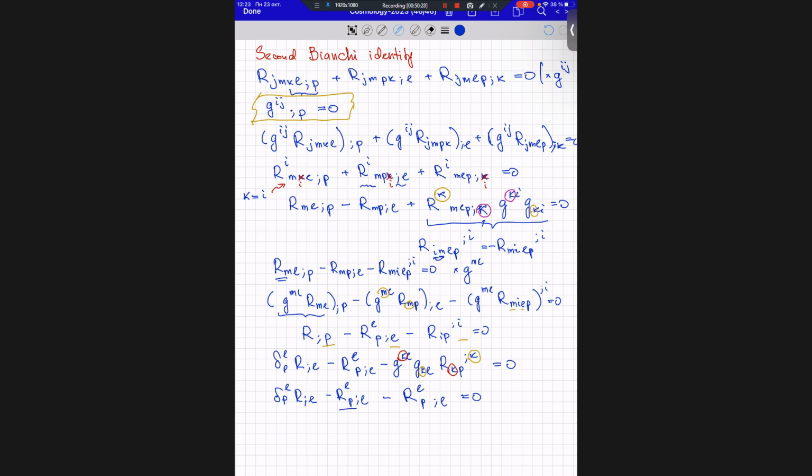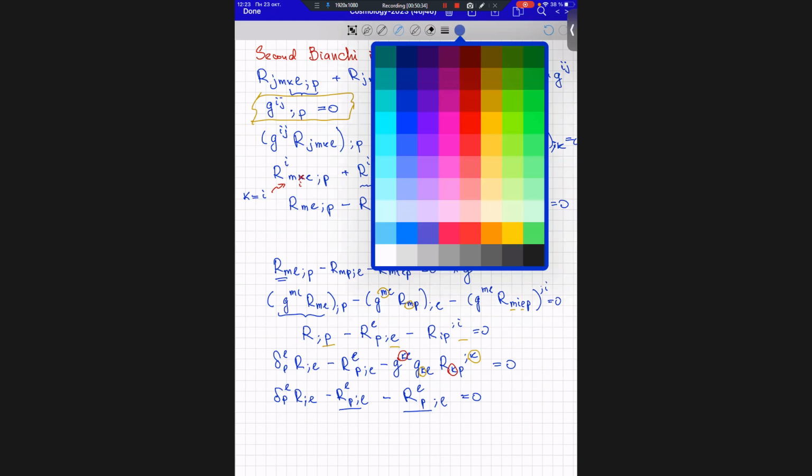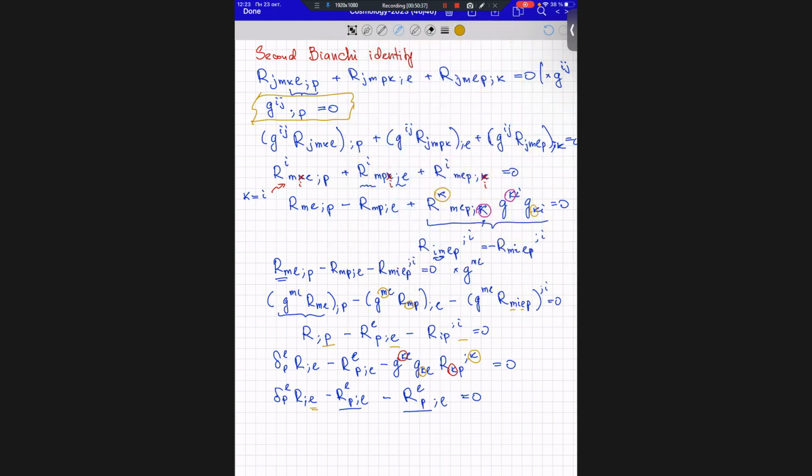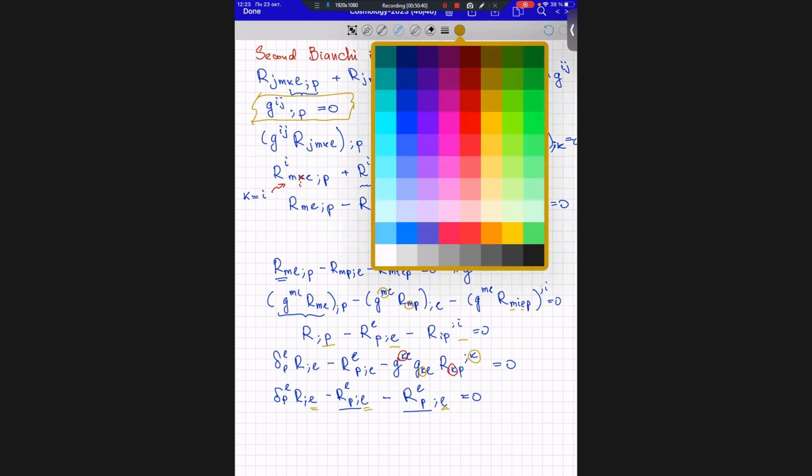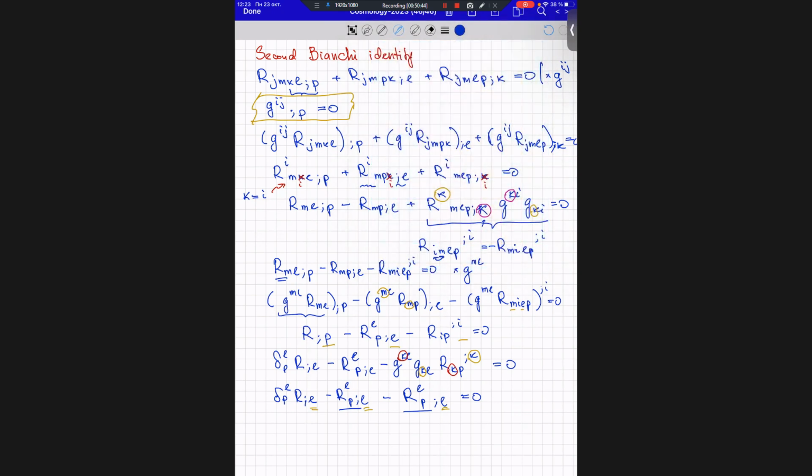Look, we have two of the same summand, and the same, which is important, derivative, this L, this L, and this L. So we'll collect it in one derivation, so we can write delta P L R minus 2 R L P covariant derivative L equal 0. This is already everything what we want.